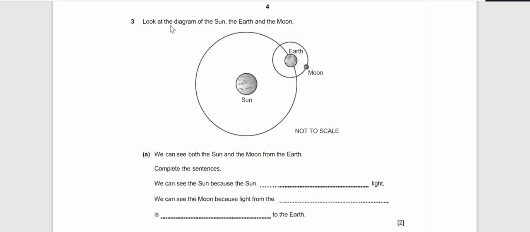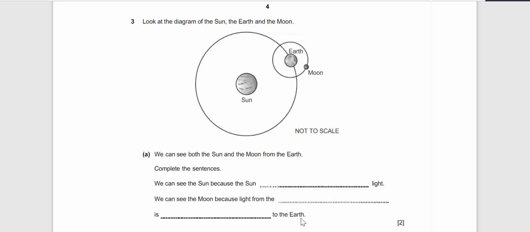Question 3. Look at the diagram of the sun, the earth, and the moon. You can see both the sun and the moon from the earth. Complete the sentences. You can see the sun because the sun blank light. We can see the moon because light from the blank is blank to the earth. So 10 seconds from now. 10, 9, 8, 7, 6, 5, 4, 3, 2, 1, 0.